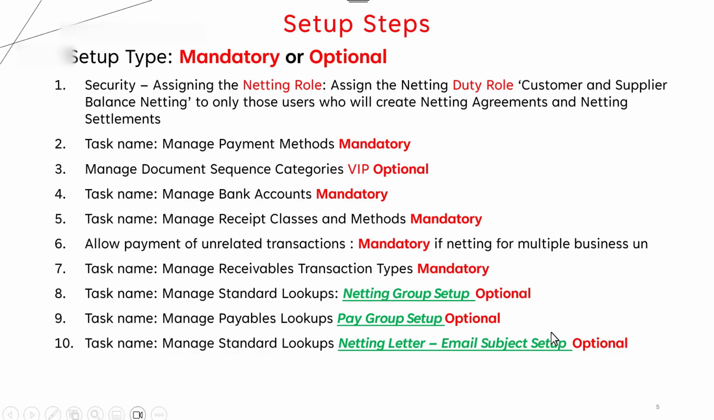The third one is the netting letter email subject. The netting letter and the netting reversal letter can be optionally emailed to the third party. This is also an optional setup. Also, you have to navigate to manage standard lookup in setup and maintenance and search for the AURA_JE_NET_LETTER lookup type and enter the email subject. Also, I will mention all of this in the document. Maybe you will use it, so you can follow the same steps.